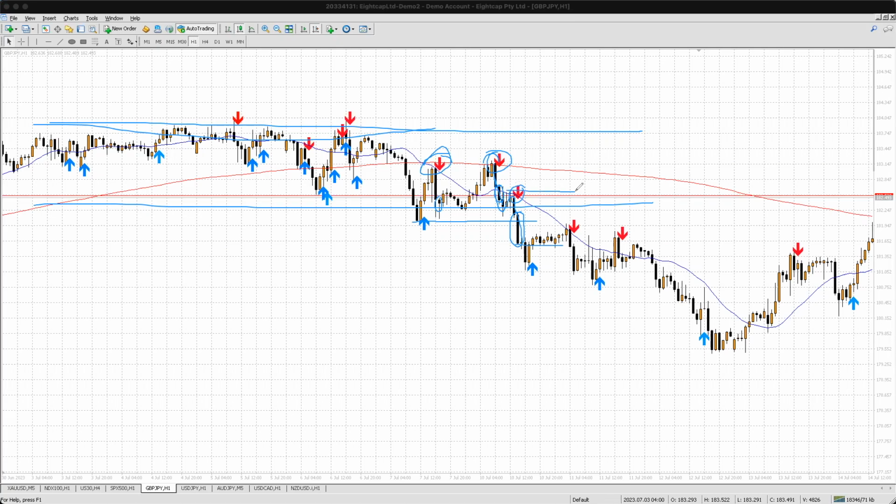Stop loss above that high. Take profit, go for that 1 to 2. Once you're halfway down, take partial profits and move stops to break even, okay? And that's it. You continue. What happened? Look at that.